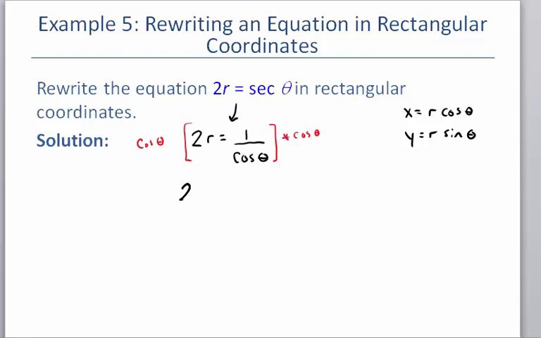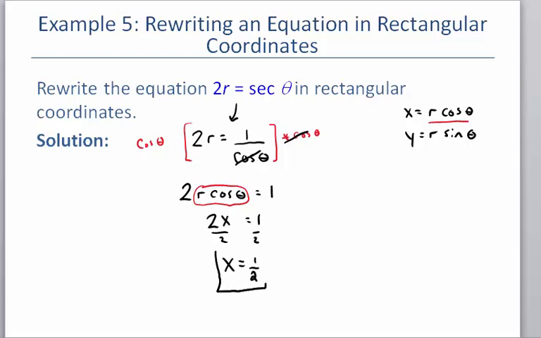And so on the left, I'm going to have 2r cosine theta. And on the right, the cosines are going to cancel, leaving me 1. Now, what I notice is that this r cosine theta is the same thing as x. And so I'm going to substitute that in. So I have 2x is equal to 1. And if I divide both sides by 2, I have x is equal to 1/2. So we now have an equation that has been simplified in terms of x's and y's. So we have converted the polar equation that we started with into an equation in rectangular form.